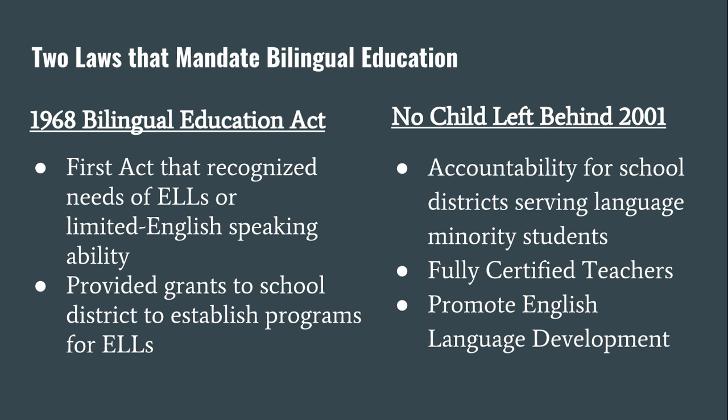Two laws that mandate bilingual education are the 1968 Bilingual Education Act and the 2000 No Child Left Behind Act. The 1968 Bilingual Education Act was the first act that recognized the needs of English language learners, or limited English speaking ability students. It provided grants to school districts to establish programs for English language learners. It was the first of its kind that really showed that we needed to do something about these English language learners who were going into school not speaking English and not doing well in school because of their lack of English proficiency.